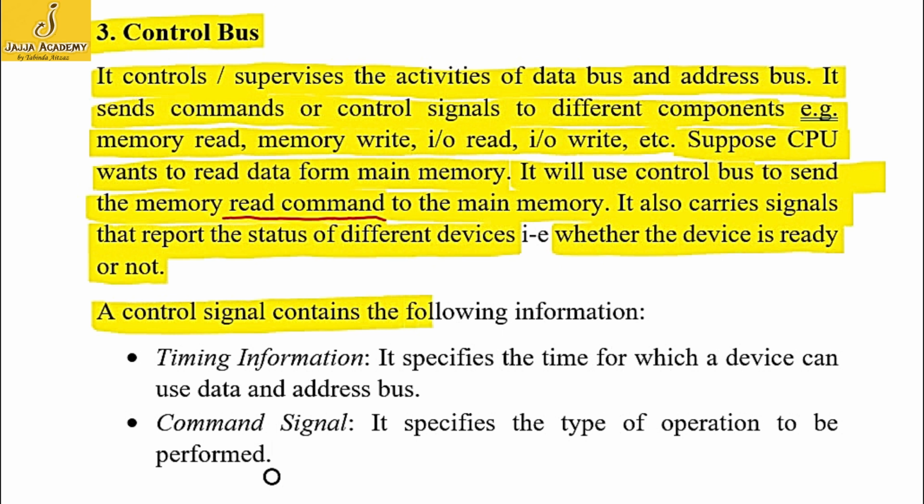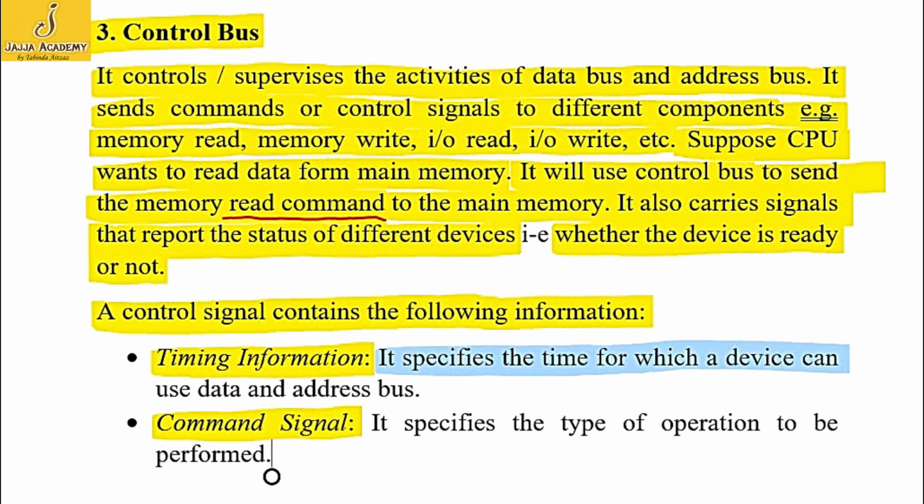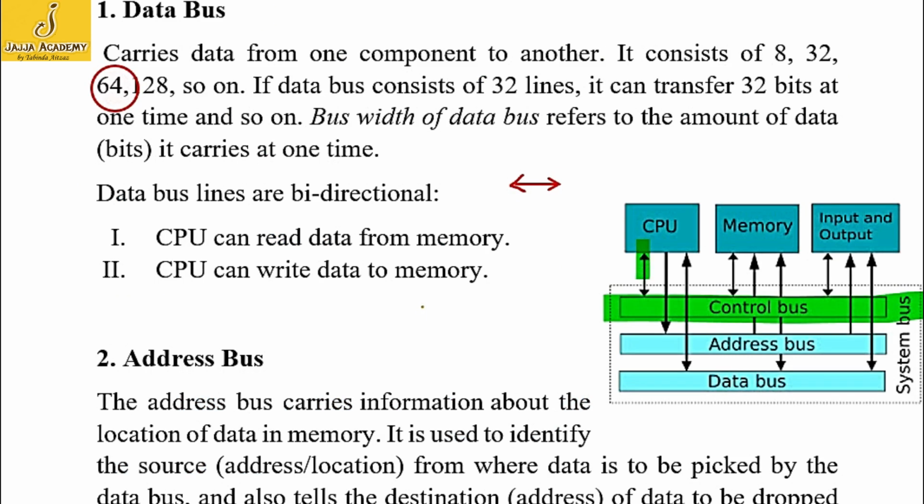A control signal contains the following information: timing information and command signal. The timing information specifies the time for which a device can use the data and address bus, and the command signal specifies the type of operation that is going to be performed. And the control bus is also a bidirectional bus because it generates command signals and sends them to all other components. All these buses that are connected with each other to perform their specific tasks is called bus interconnection.